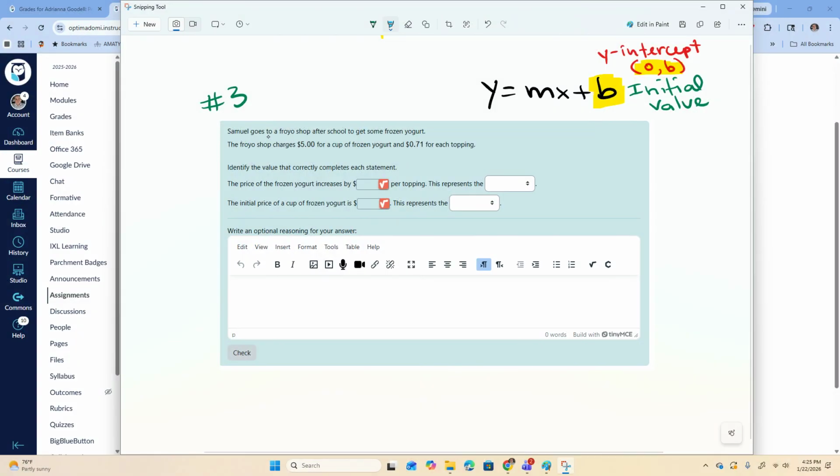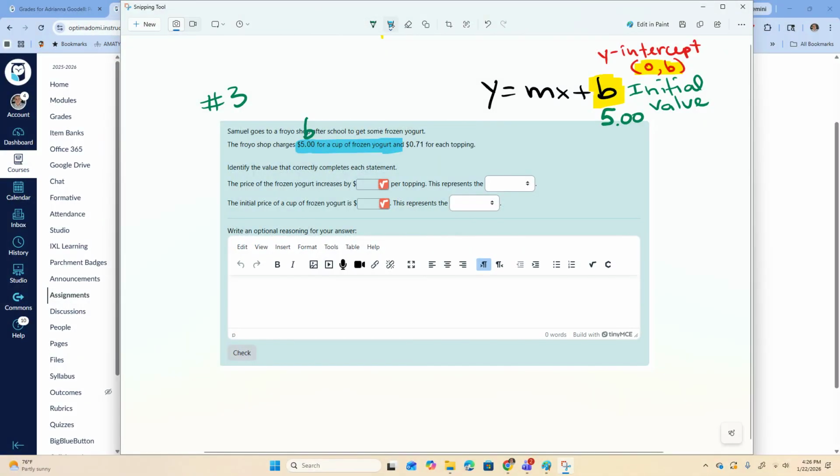It says, Samuel goes to the froyo shop after school to get some frozen yogurt. The froyo shop charged $5 for a cup of frozen yogurt. So just to buy the yogurt, to start, is $5 right there. That's your b, your initial value. So I already know this is going to be $5. Just to buy the frozen yogurt, the cup, it costs you $5. Now of course when you go buy yogurt, you want to put some toppings.